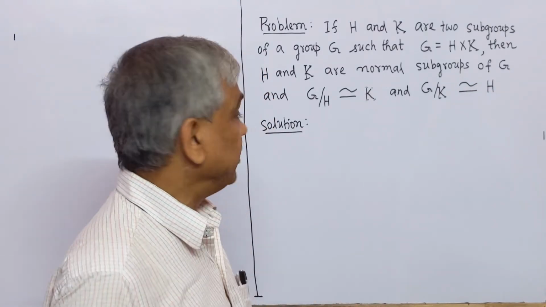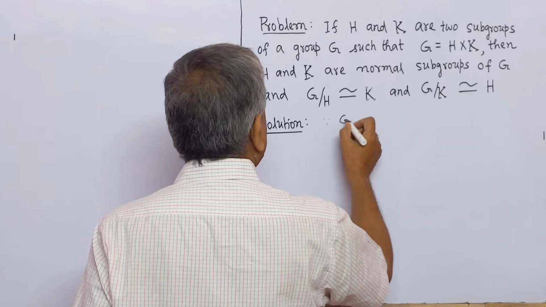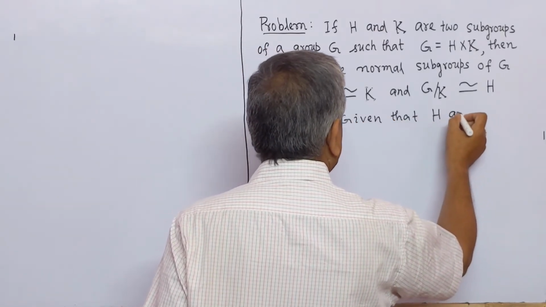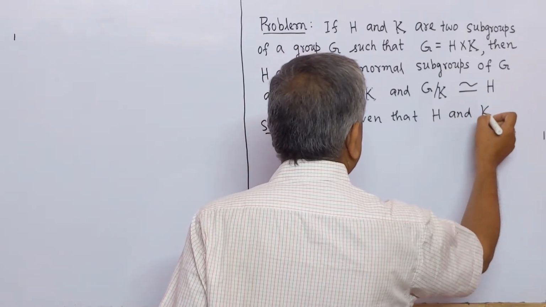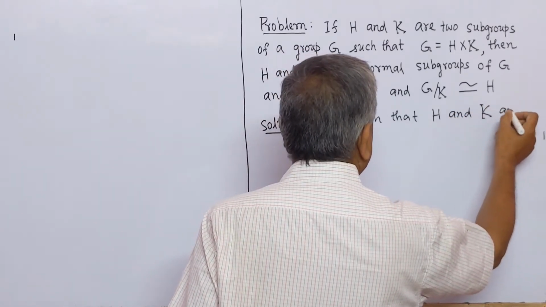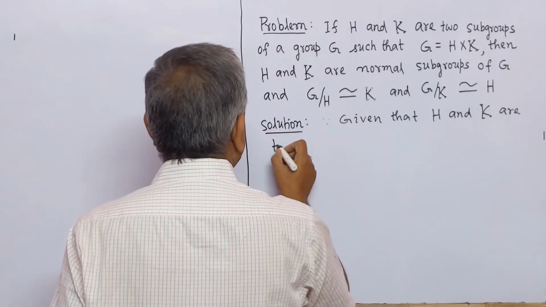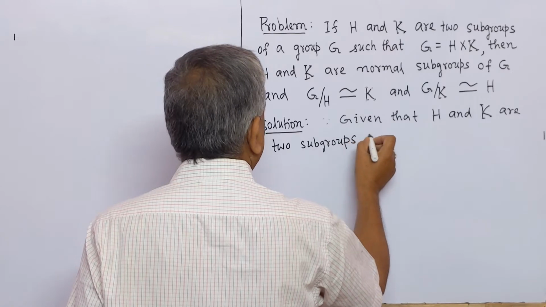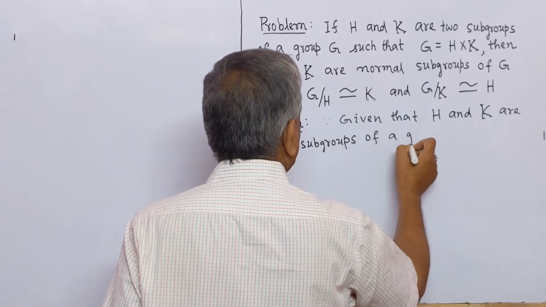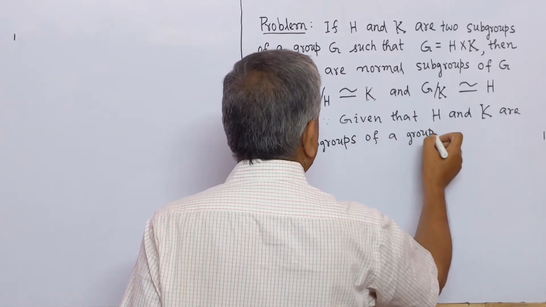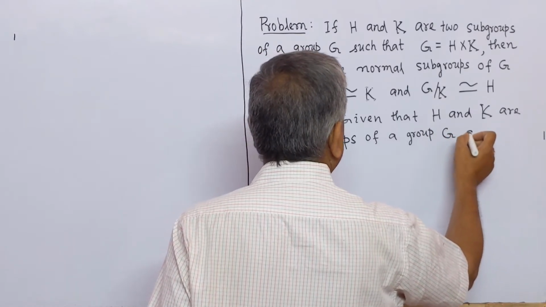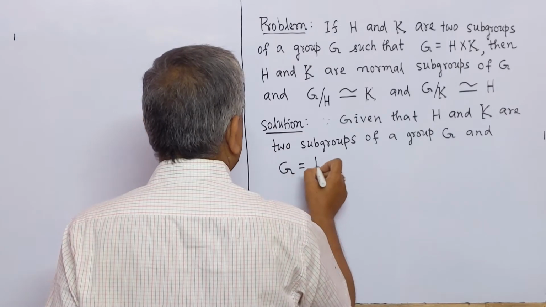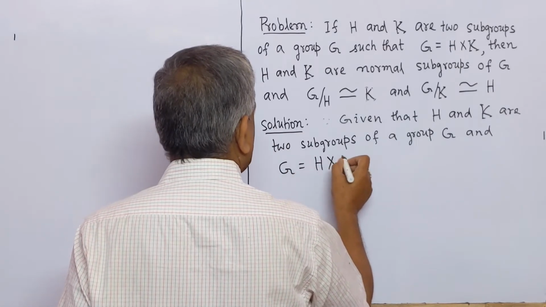Now we prove this. Given that H and K are two subgroups of a group G, and G equals H cross K.